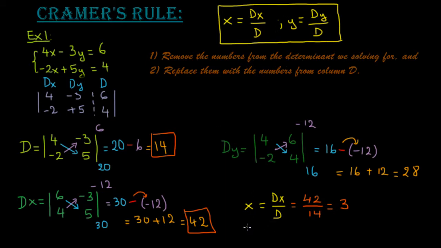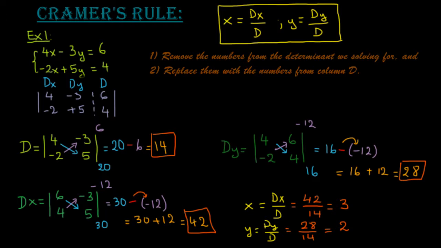And now we apply the y formula. So y equals Dy divided by D. Dy we solved already, it is 28, and determinant D is 14. So 28 over 14, which gives me positive 2.